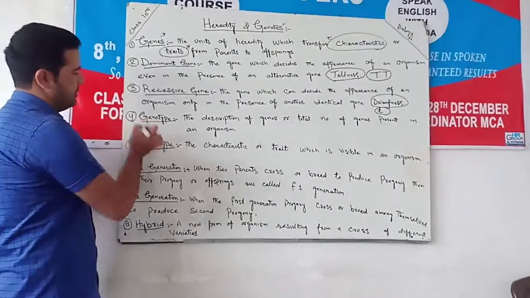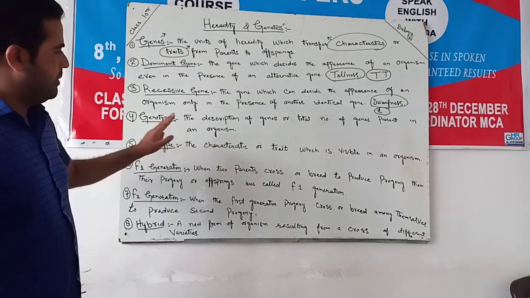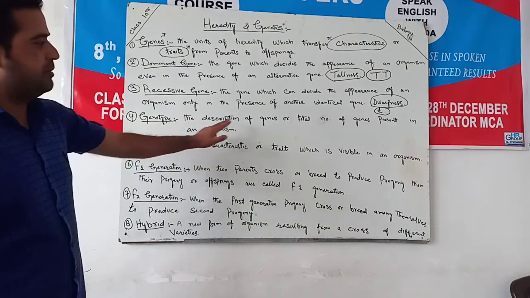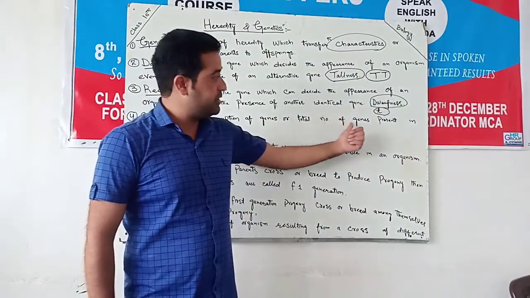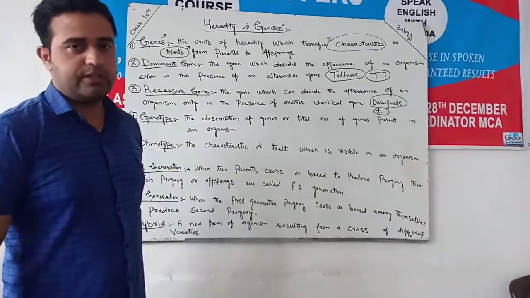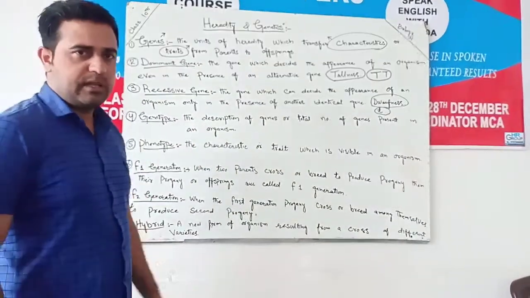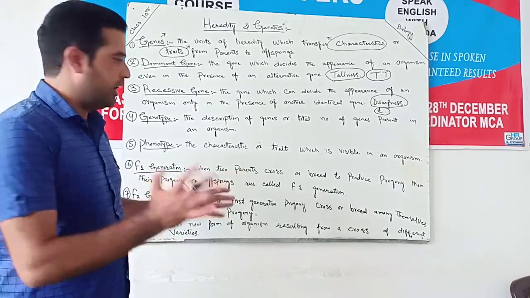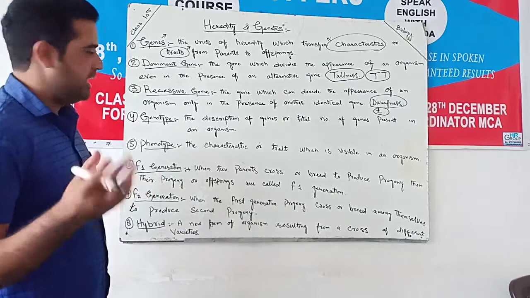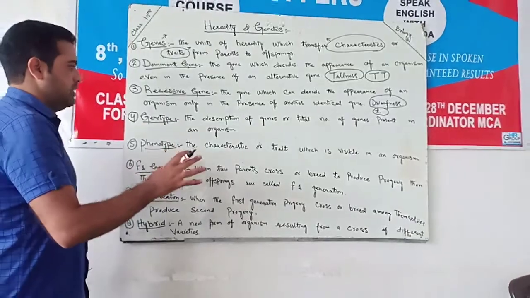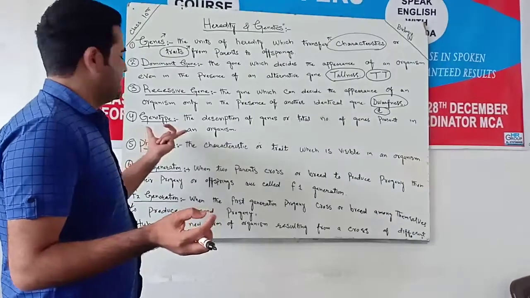Fourth one is genotype. Genotype may be defined as the description of genes, or the total number of genes present in an organism. As you know, in an organism there are different types of cells, and these cells have different organelles, and inside the cells there is the nucleus. Inside the nucleus there is the chromosome. Inside the chromosome there is the DNA.